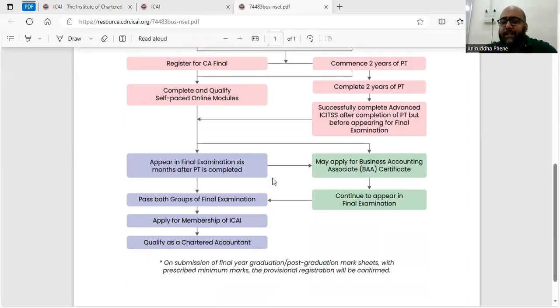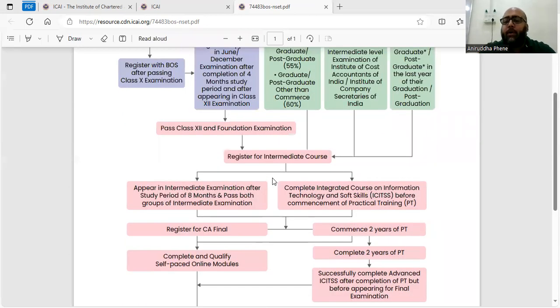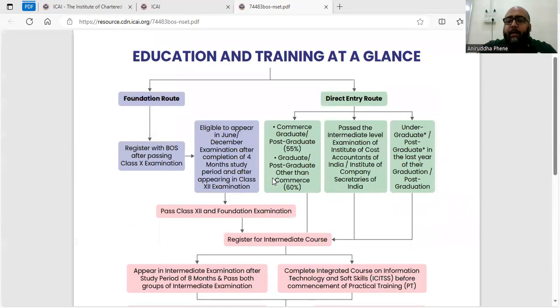So the 2 major changes I see here are, first, that for the direct entry students, there is now no requirement for articleship before appearing for the intermediate exam. They can directly appear after registering. After 8 months of registering, they can appear for the exam, just like the foundation route students who clear foundation can appear for the intermediate exam. And the second major change is that the articleship has been reduced from 3 years to 2 years. That is a big change.